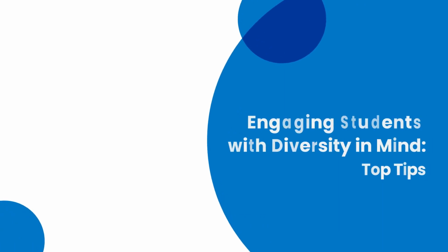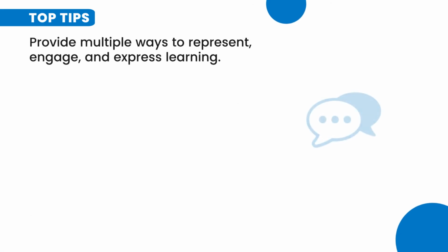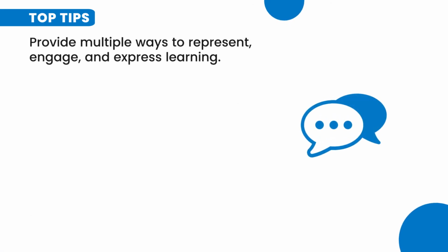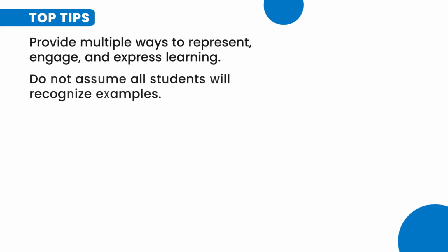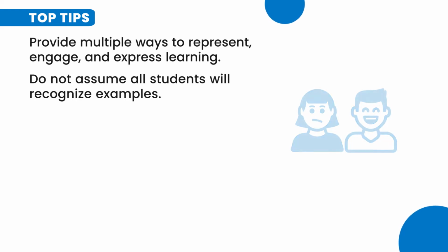Here are some top tips for increasing inclusivity in your teaching strategies. Provide multiple ways for students to represent their work, to engage with content, and to express their learning. Don't assume all students will recognize cultural and historical examples. When you bring up these kinds of examples in class, give context and provide explanations along with the examples.